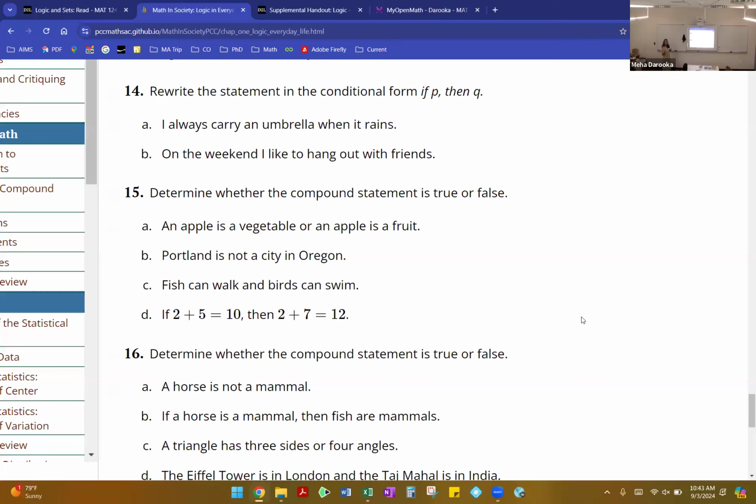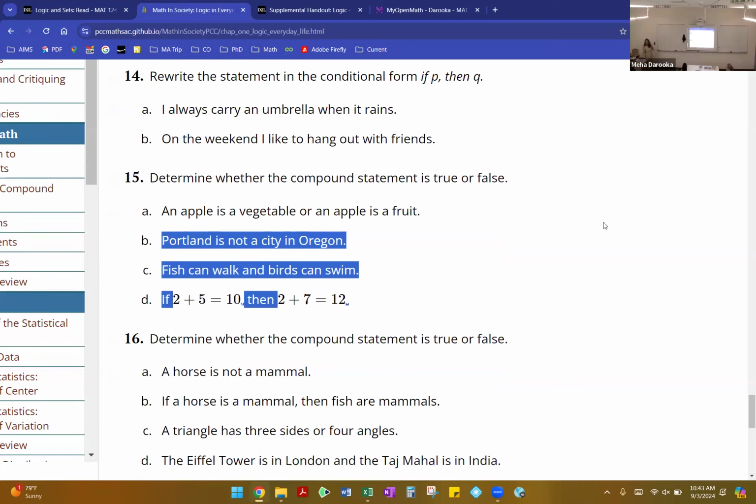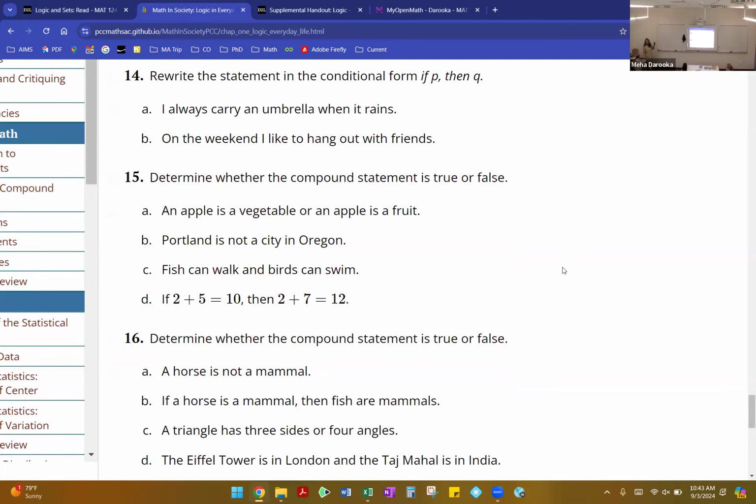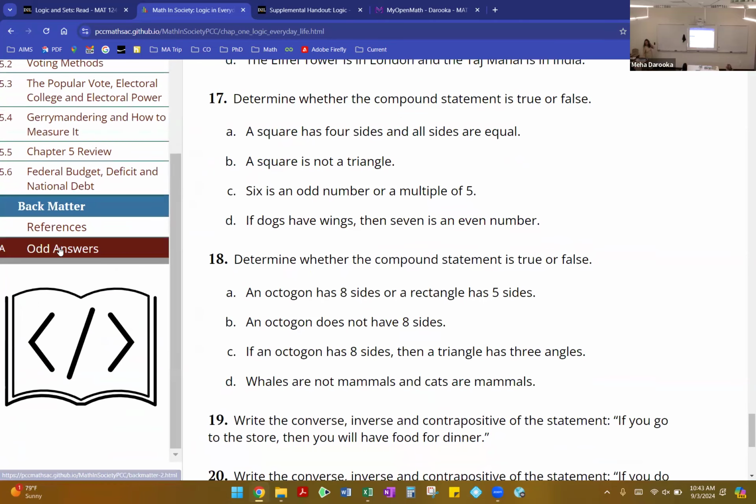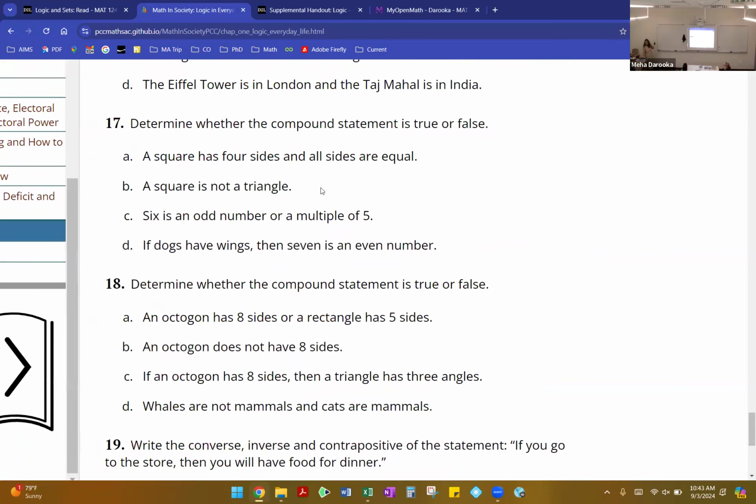We're okay? Yeah? And again, as you can see, if you wanted to practice, the reason I'm not doing the odd number ones is because there is an answer key for odd number ones. I don't know if you guys have seen that or not, but if you go all the way to the bottom, you'll see there's an answer key for odd number ones. So I think that's a great way to practice if you wanted to.